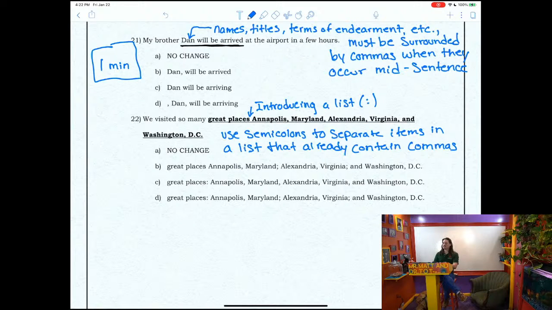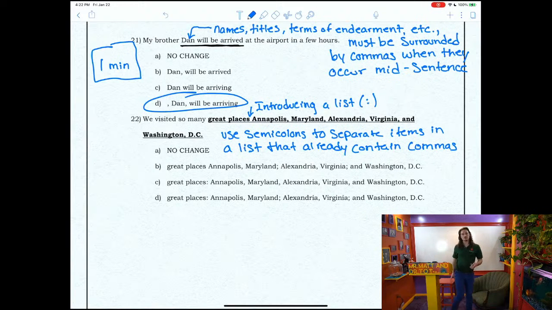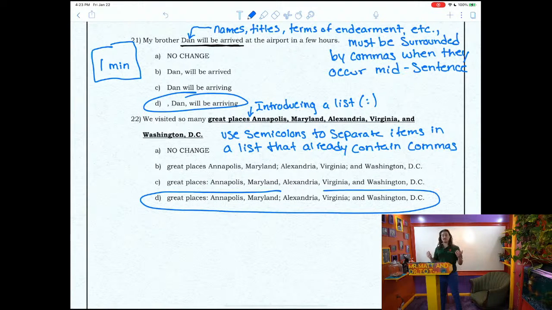And for 22, "We visited so many great places: Annapolis, Maryland, Alexandria, Virginia, and Washington, DC." Two things here. We're introducing a list of items, so we can use a colon to introduce the list. And then also, whenever you have a list of items that already contain commas, you can use semicolons to separate the items in the list. So then it doesn't seem as though we traveled to six different places. We just have a city-state combination, which, by the way, should always have a comma between a city and state whenever you're listing them out, or writing them out, I should say.